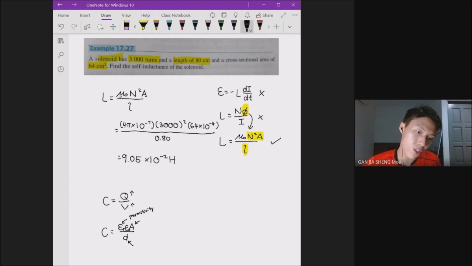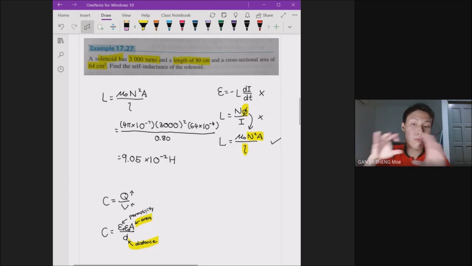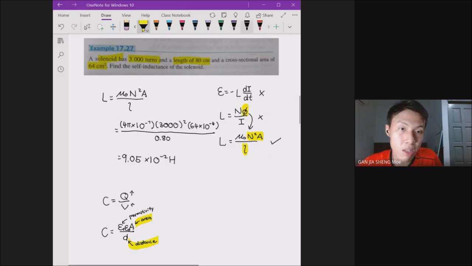This one is related to the area. This one is related to the distance between the plates. So all these here are related to the geometry of the capacitor. Geometry means the shape of the capacitor, the area of the capacitor, the distance between the plates. Those are the shape, the geometry, and it also depends on the permittivity, whether you insert any material in between the plates. So it's the same idea over here.